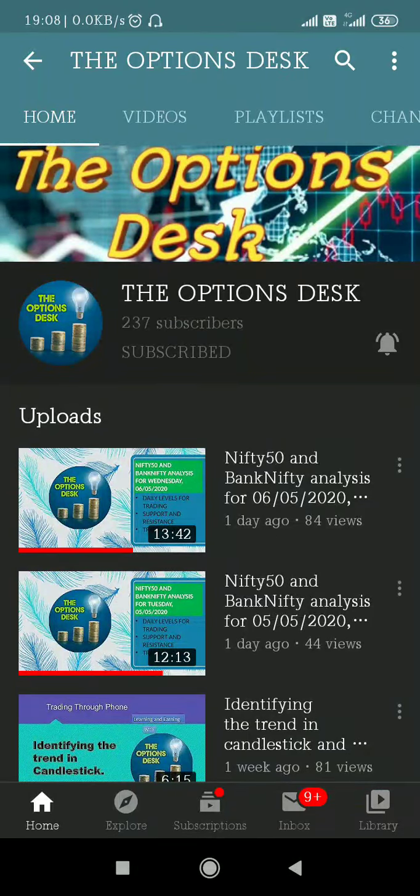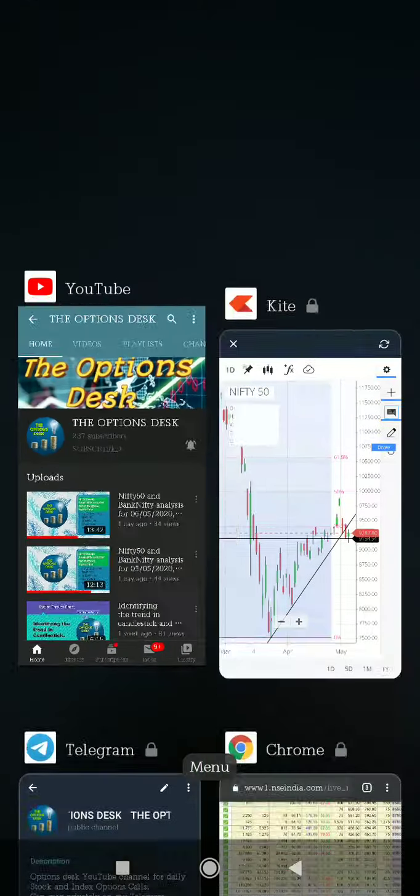So this is a Nifty 50 and BankNifty analysis video for the 7th of May 2020. That is Thursday and the weekly expiry day. So now we'll directly jump to the Nifty 50 chart and see how it has performed and what levels we can expect for tomorrow.